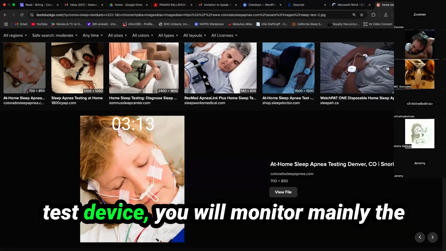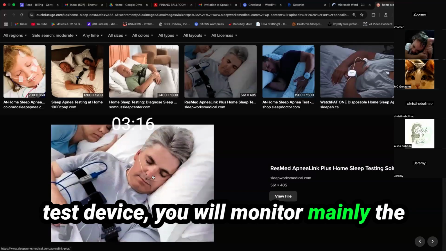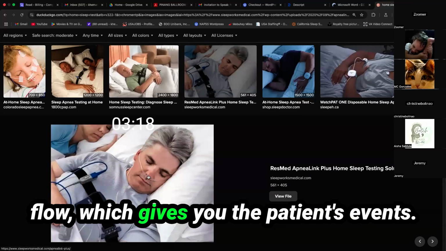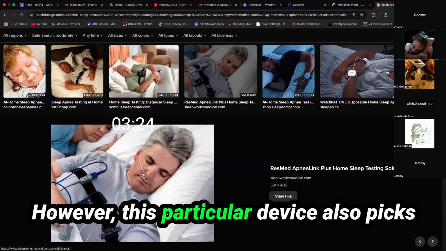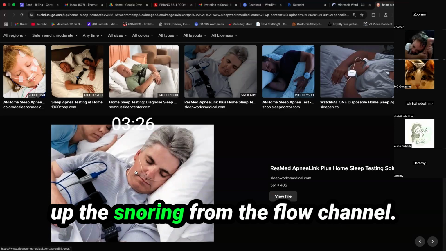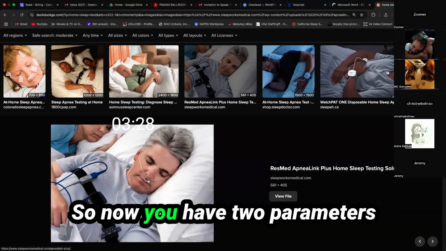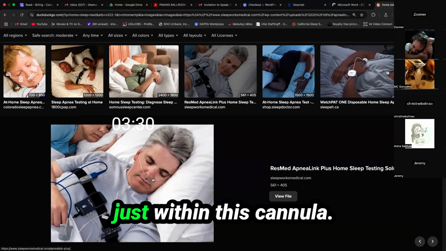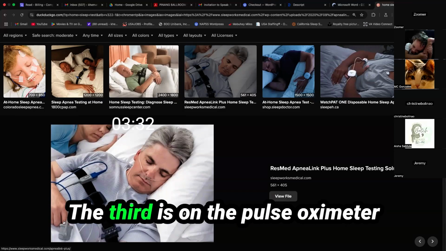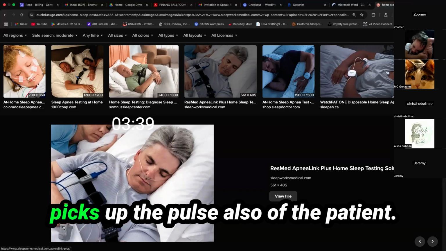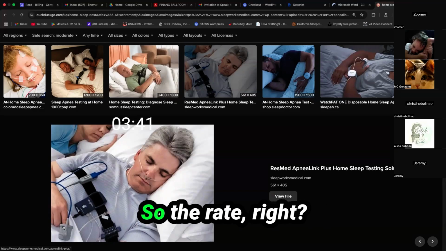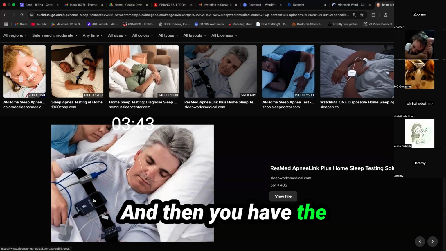With a home sleep test device, you will monitor mainly the flow, which gives you the patient's events. This can pick up obstructive events. However, this particular device also picks up the snoring from the flow channel. So now you have 2 parameters just within this cannula. The third is on the pulse oximeter. It gives you the oxygenation and it picks up the pulse also of the patient. So the rate, right? And then you have the respiratory channel.